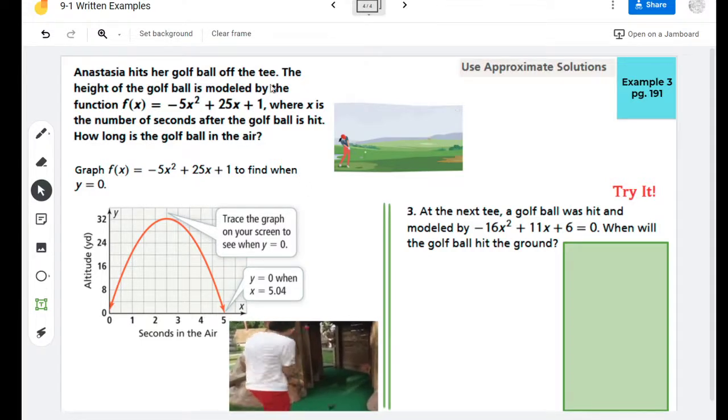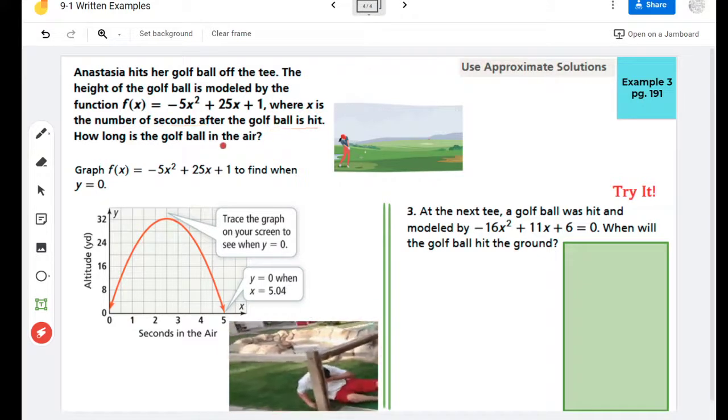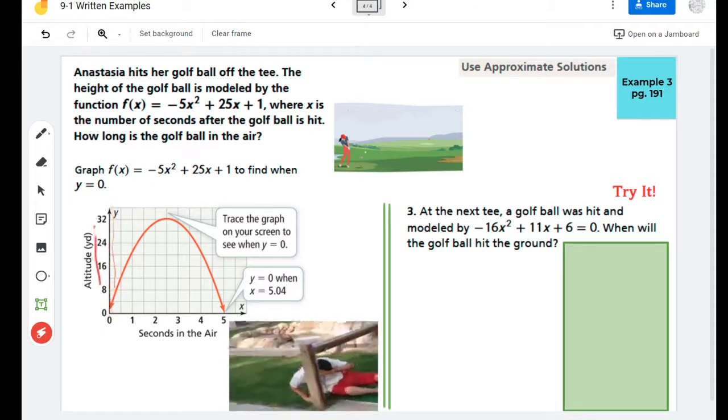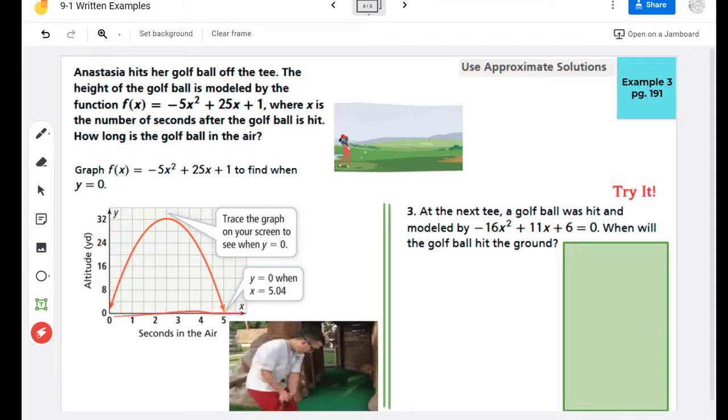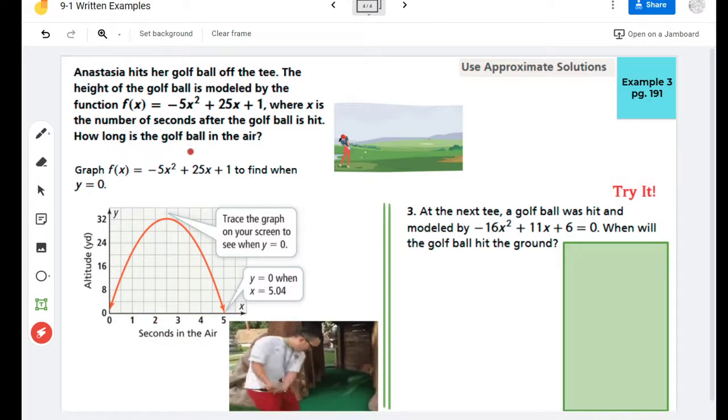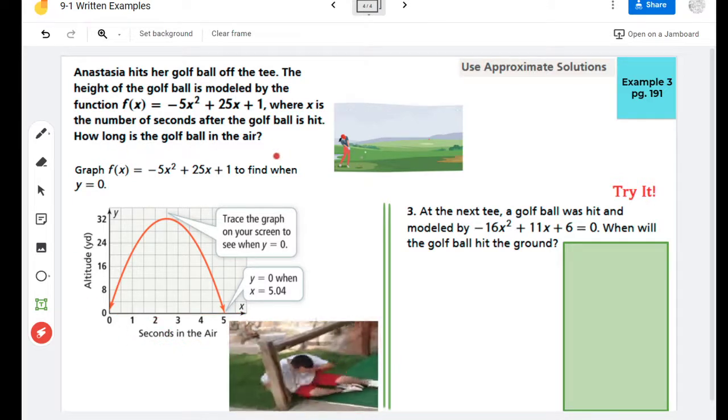The height of the golf ball is modeled by this function. Okay, so that means that the y-axis is the height, and x is the number of seconds after the golf ball is hit. All right, so the y-axis is our altitude or our height, and our x-axis is the time. How long is the golf ball in the air?